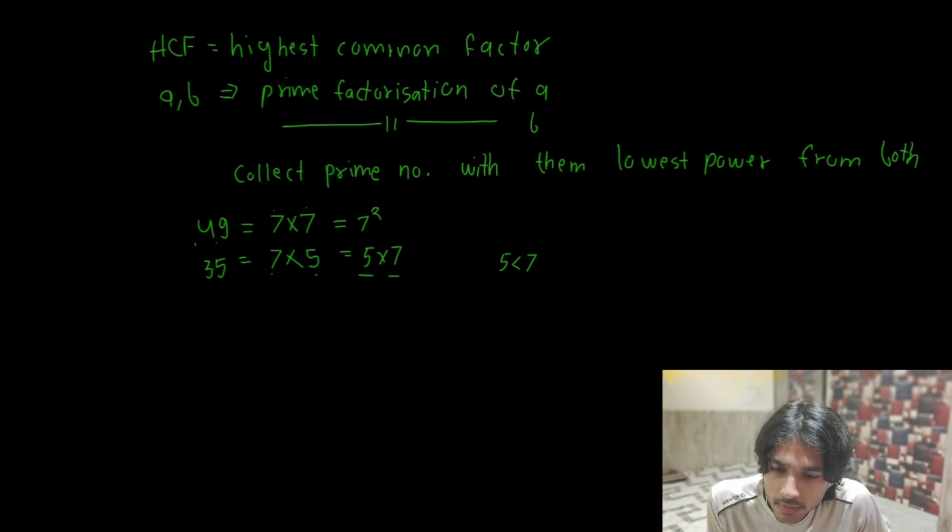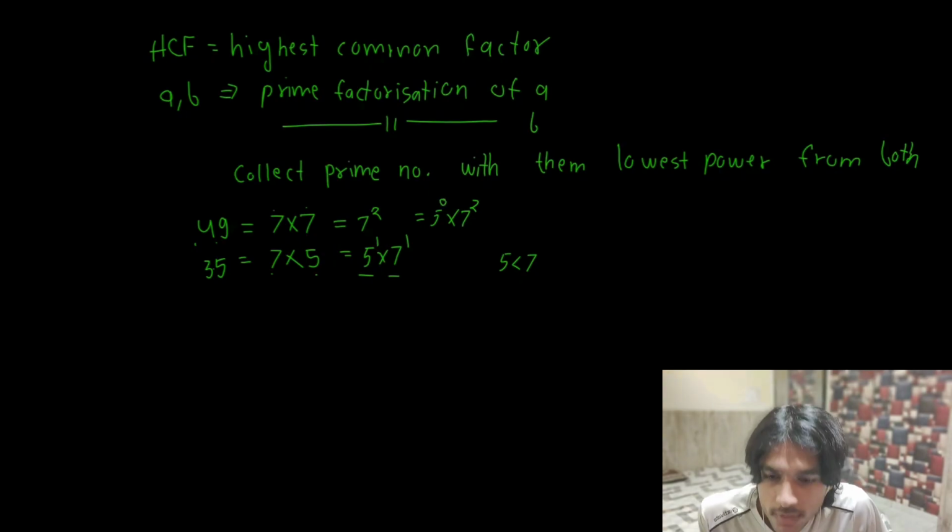So here, the maximum power of 5 is what? 1. The maximum power of 7 is equal to what? 1. Now here, look at this. I can write this 7 squared as 5 multiplied by 7 to the power 2, but because no multiple of 5 takes place here, I have to make sure that I give it power 0.